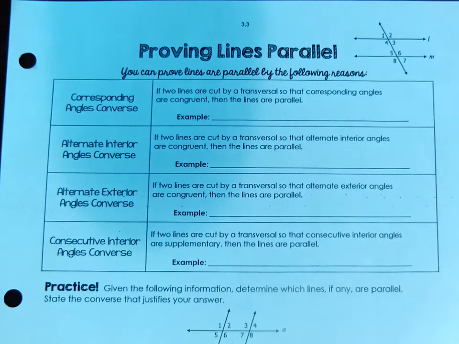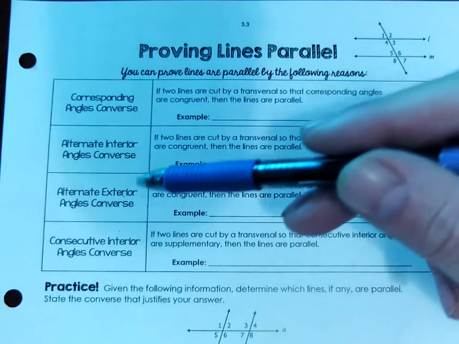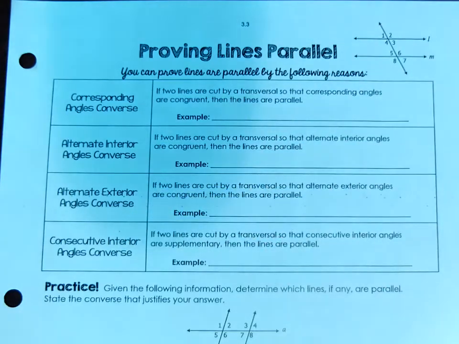You can basically prove lines are parallel using any of the angle theorems. So corresponding, alternate interior, alternate exterior, or consecutive interior. So here's an example of two parallel lines cut by a transversal, lines L and M. If these two lines are parallel, the corresponding angles should be congruent. And the opposite of that is true as well, the converse of that, in other words. So if the corresponding angles are congruent, then these two lines are parallel.